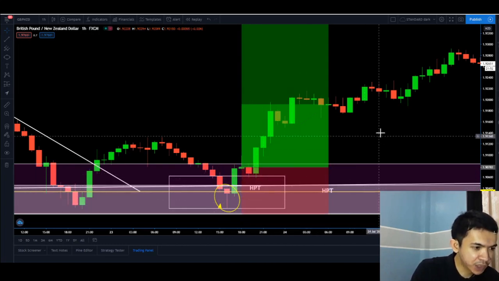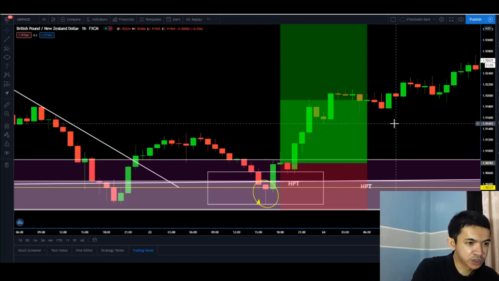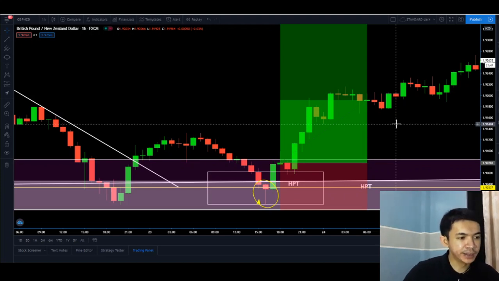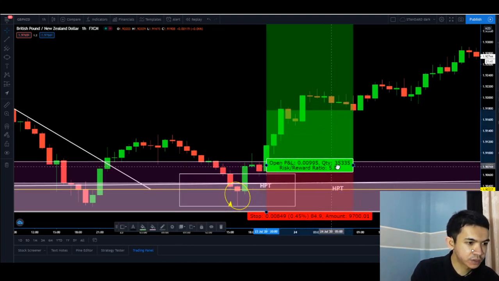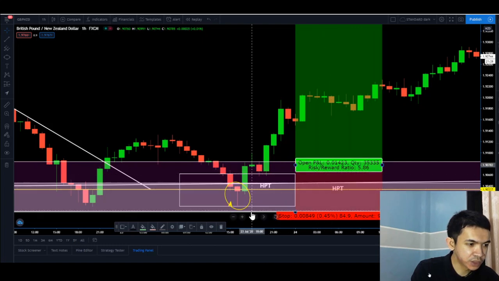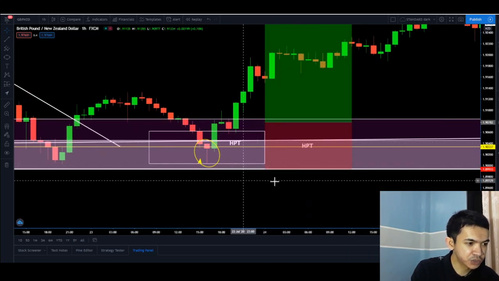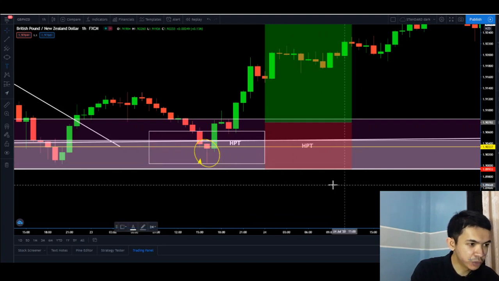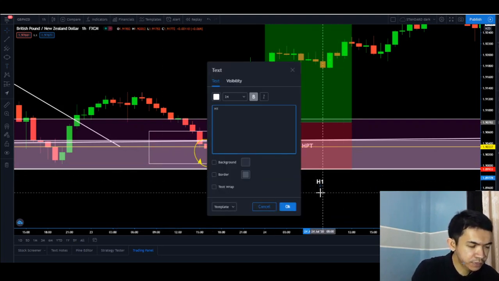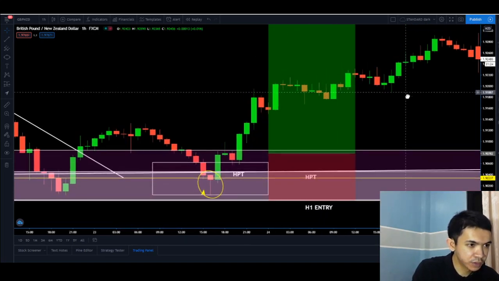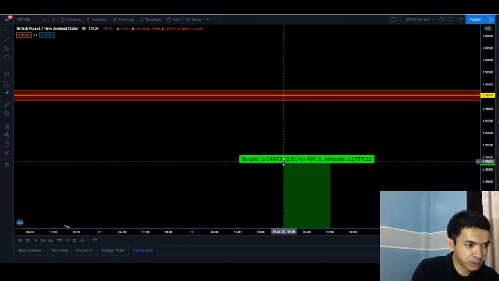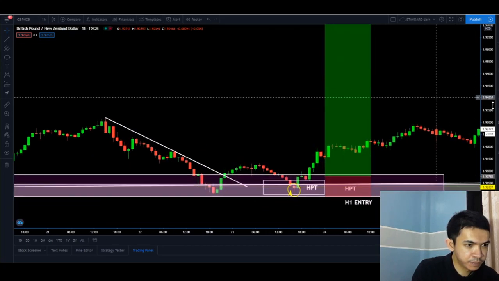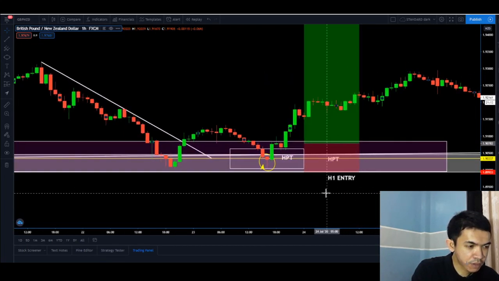How much is this? 84 or 85 pips stop loss. So for me, that is still wide based on my appetite. All right. So what can I do? So let's just remove this first. Remember, this is on an H1 entry, so that we can compare it later on. H1 entry, right?